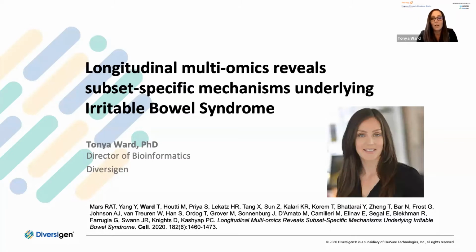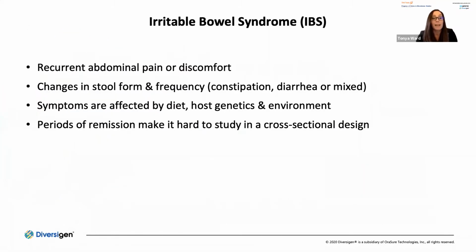Today we're going to go over a multi-omics approach that we took to explore mechanisms behind irritable bowel syndrome, or IBS. So what is IBS? IBS is recurrent abdominal pain and discomfort. It changes in stool form and frequency. So that could be constipation, diarrhea, or a phenotype of mixed.